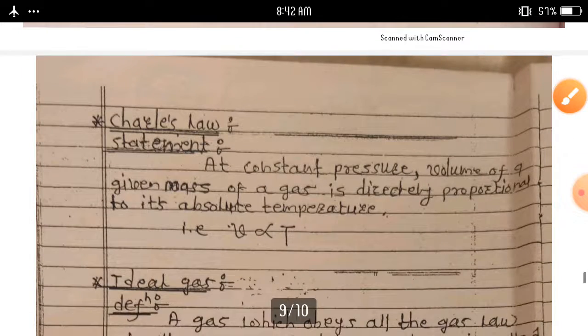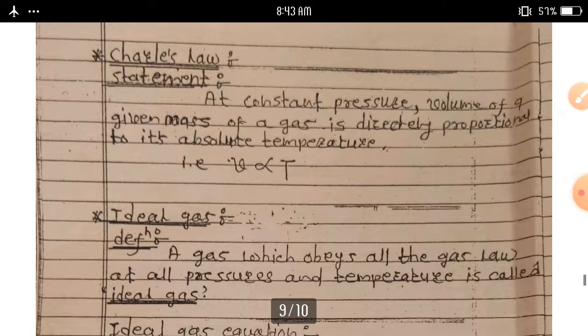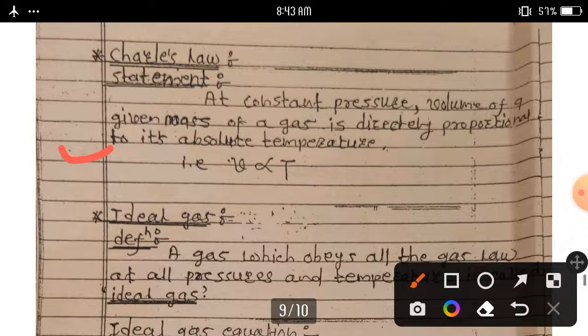Another law is Charles's law. Statement: at constant pressure, the volume of a given mass of a gas is directly proportional to its absolute temperature. Then mathematically we can write this: V directly proportional to T.